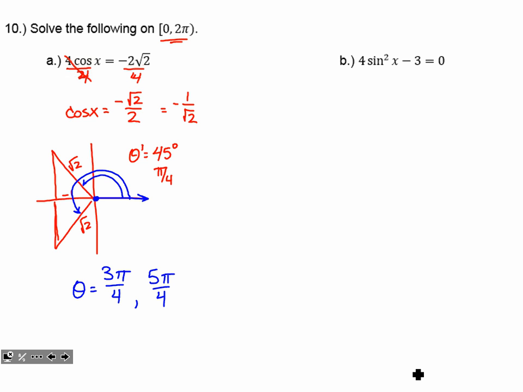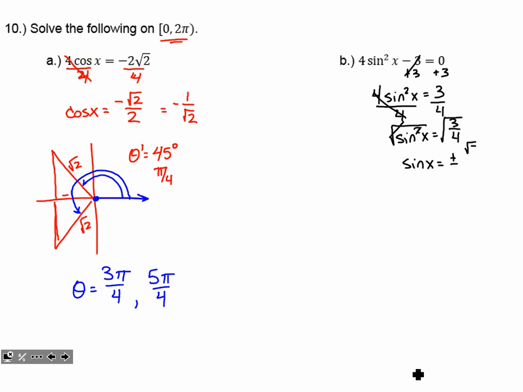Let's turn to letter B now. If I'm going to isolate the trig function, I need to add 3 to both sides. 4 sine squared of x equals 3. Divide both sides by 4. Sine squared of x is 3/4, and then square root both sides. That means sine of x equals plus or minus square root the top, square root the bottom, root 3 over 2.